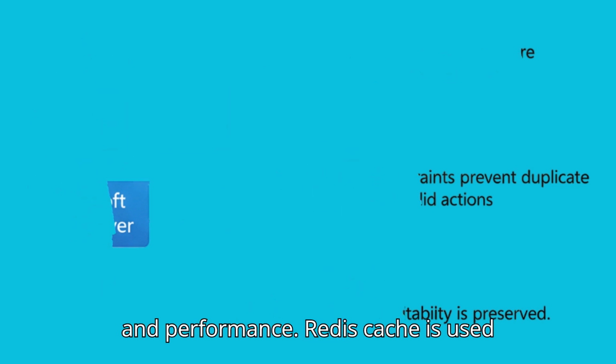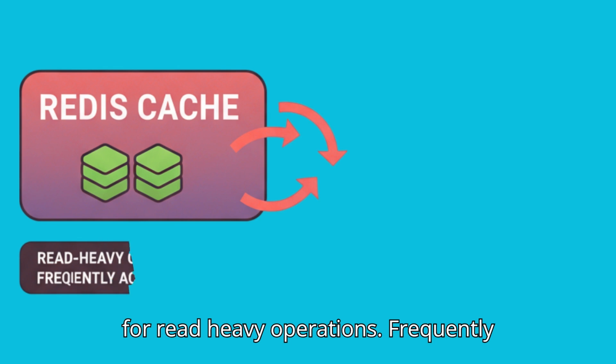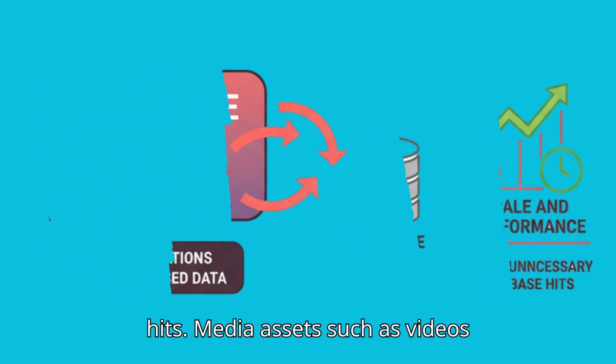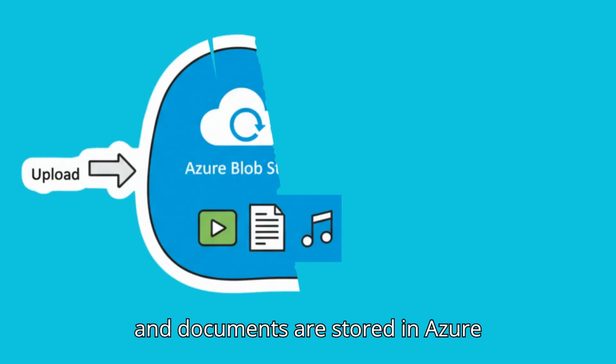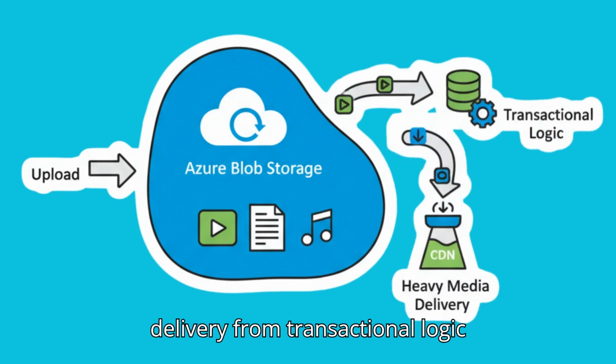To handle scale and performance, Redis cache is used for read-heavy operations. Frequently accessed data avoids unnecessary database hits. Media assets such as videos and documents are stored in Azure Blob Storage, separating heavy media delivery from transactional logic.